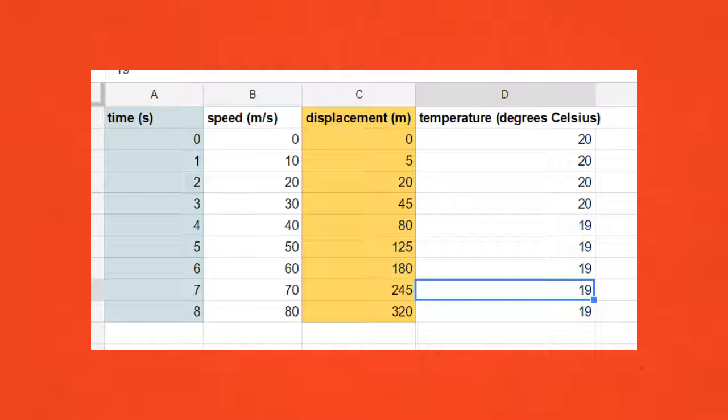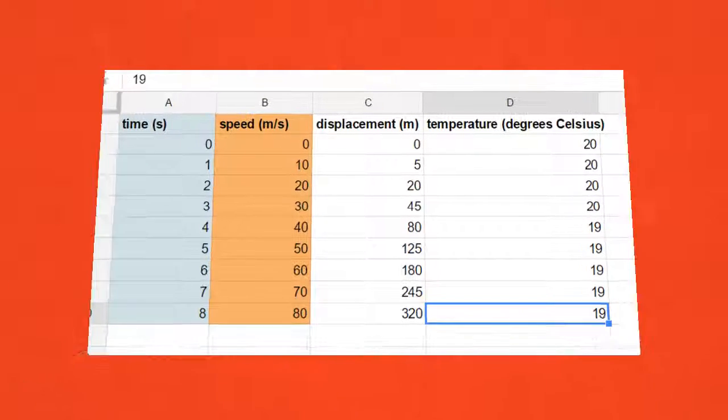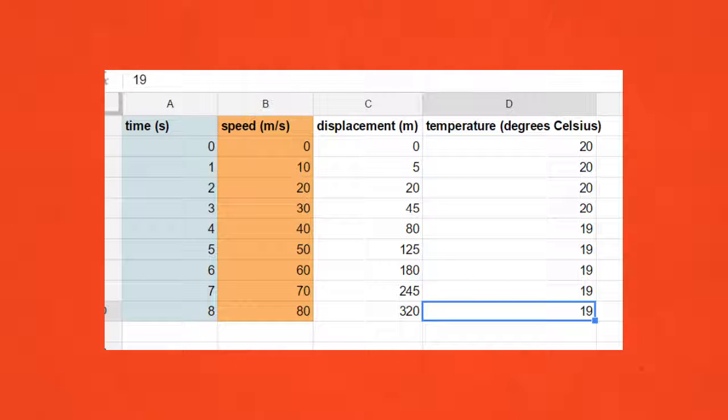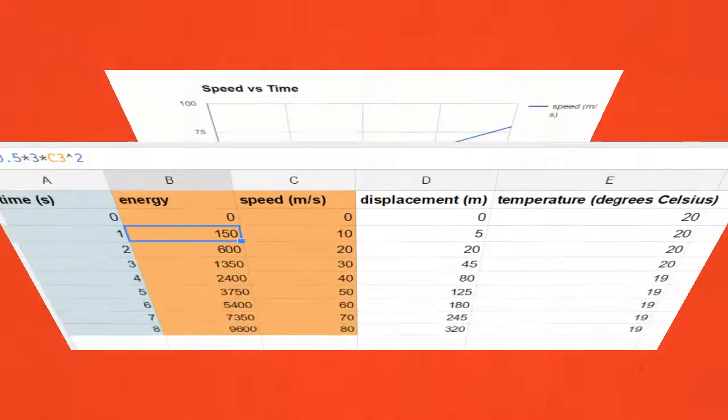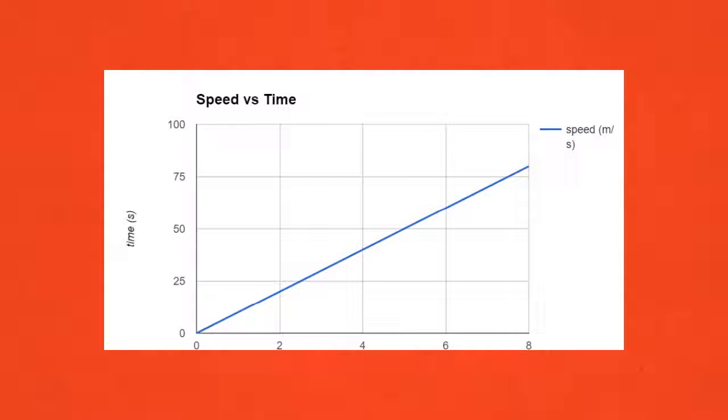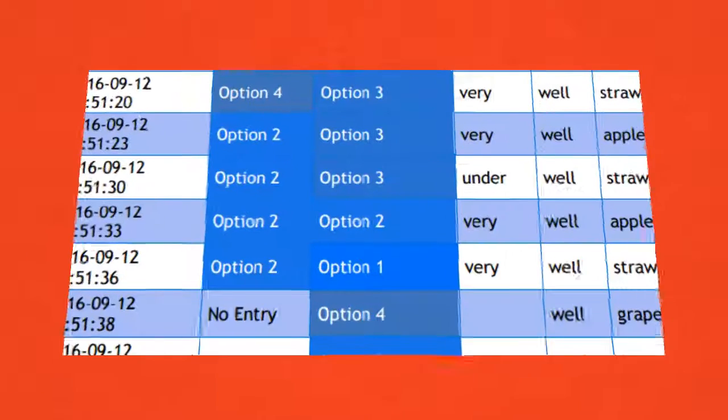If my hypothesis focused on the relationship between displacement and time, I would want to look at columns C and A. If my hypothesis focused on the relationship between speed and time, I would want to focus on columns B and A. Lastly, if my hypothesis focused on the relationship between energy and time, I might want to do some math on column C and use that to create column B. And of course, since I have data that I want to explain to someone, I'm going to make a graph.